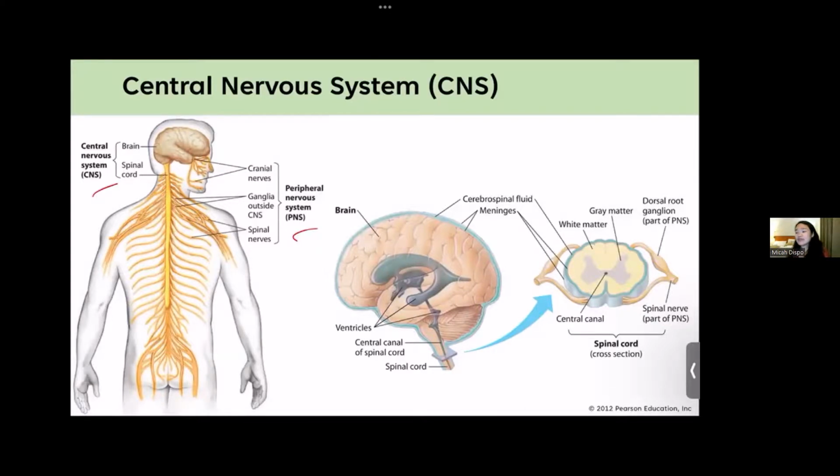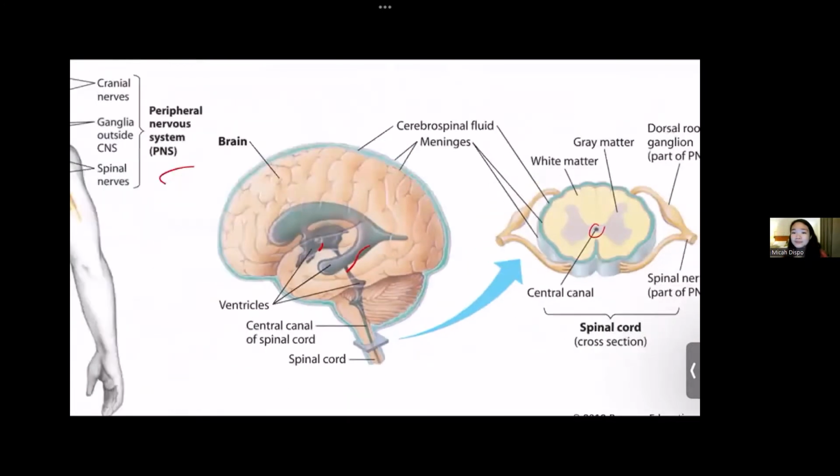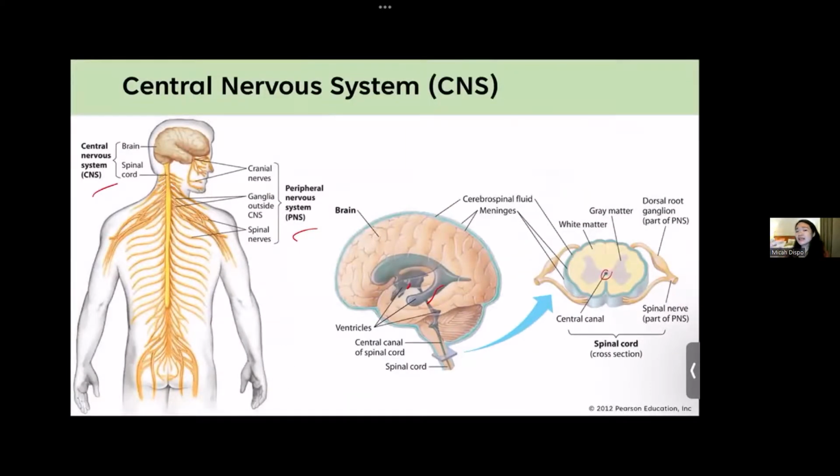We have the ventricles here. Again, which are cavities that contain the cerebrospinal fluid, and this is continuous with that of the central canal of the spinal cord. So the cerebrospinal fluid that circulates throughout the central canal of our spinal cord and ventricles actually cushions our central nervous system and assists in supplying nutrients.